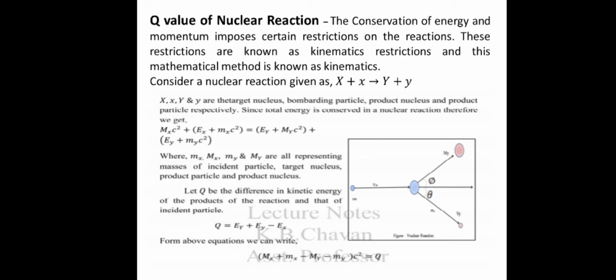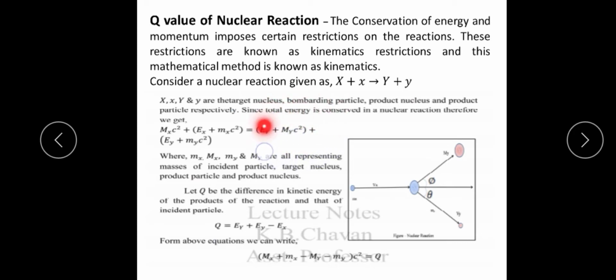capital M_X c squared plus E_x plus small m_x c squared. See here, the target nucleus is at rest, that's why only rest mass energy is there, and the bombarding or incident particle has kinetic energy E_x plus rest mass energy. Similarly, on the right hand side we write E_y plus m_y c squared.